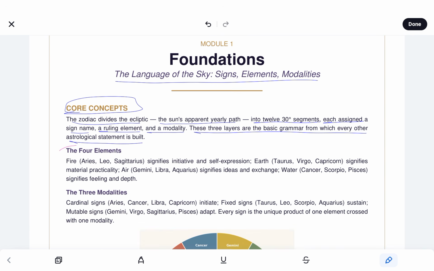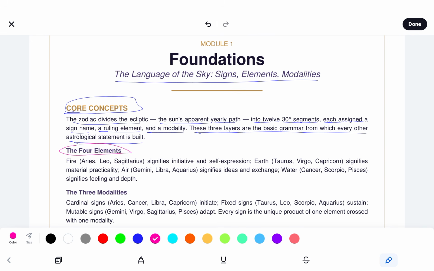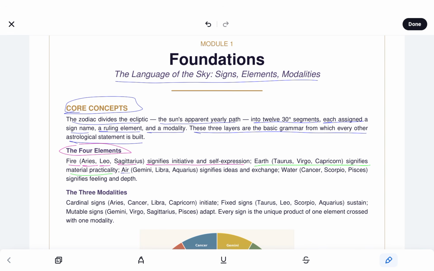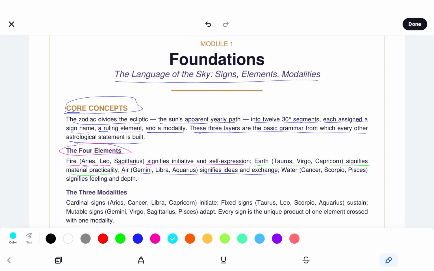So, of course, we have the 4 elements. We see fire, of course, Aries, Leo, and Sagittarius, signifies initiative and self-expression. Earth, Taurus, Virgo, Capricorn, signifies material, practicality. Air, Gemini, Libra, Aquarius, signifies ideas and exchange. Water, Cancer, Scorpio, Pisces, signifies feeling and depth.